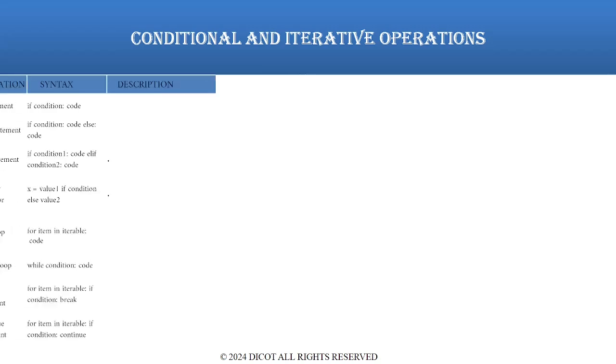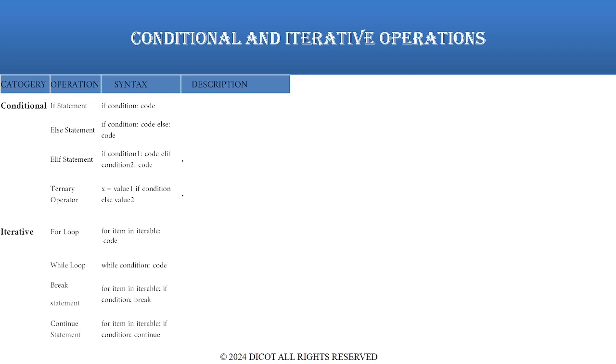In this presentation we will have a discussion on the topic Conditional and Iterative Constructs in Python Programming Language. Conditional statements. The syntax of if statement is, if condition: code, which executes the code block if the condition is true. Else statement: if condition: code, else: code, which executes the code block if the condition is false.